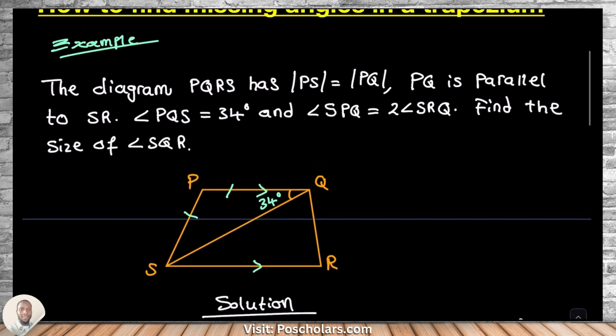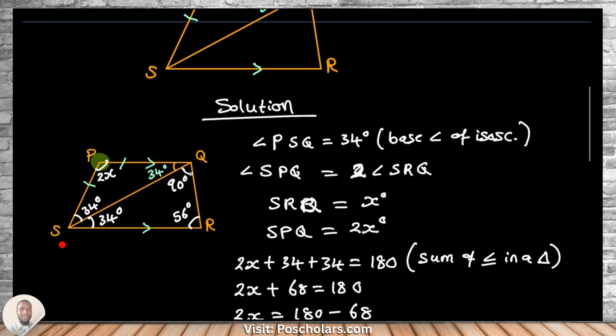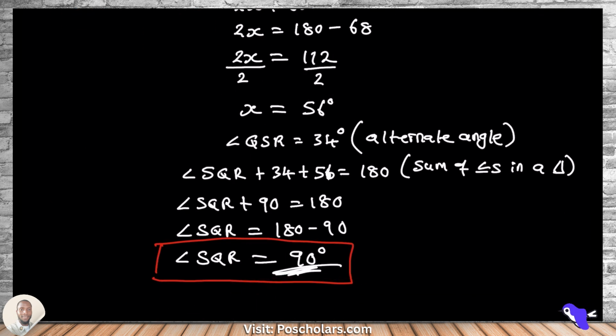So now let's just effect it in this place by writing 90 degrees. Now let's go back to the question. The question says find the size of angle SQR. So this is SQR. The size of the angle is 90 degrees. I hope it is well understood.